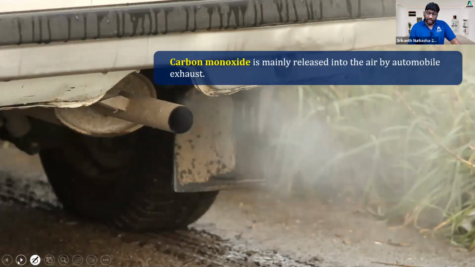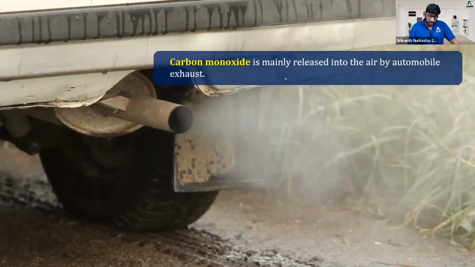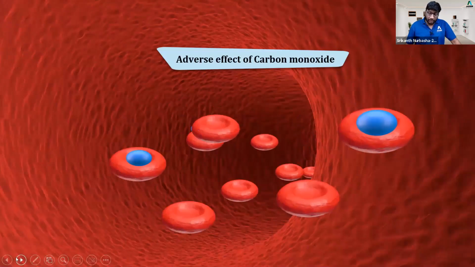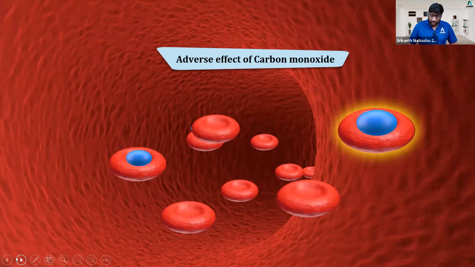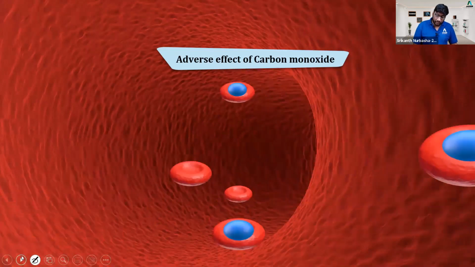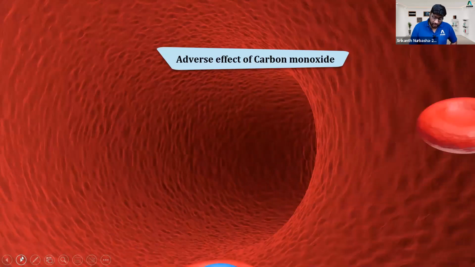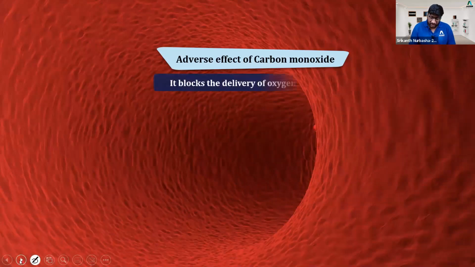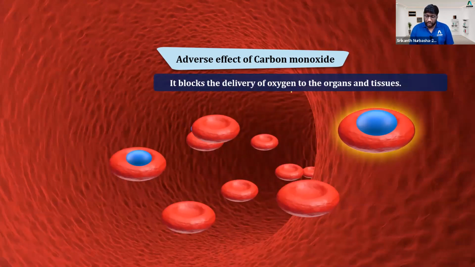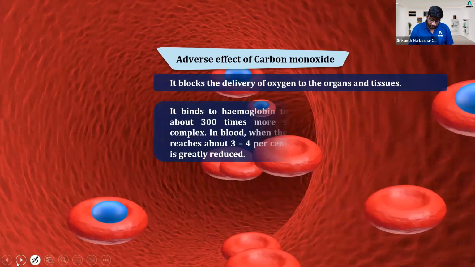Carbon monoxide is mainly released into air by automobile exhaust. Adverse effects of carbon monoxide mean they will block the oxygen supply to different organs. It blocks the delivery of oxygen to organs and tissues.